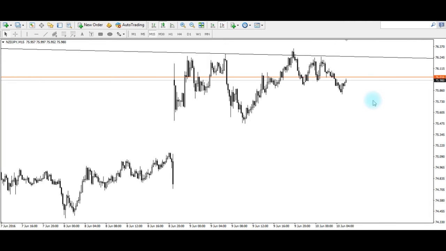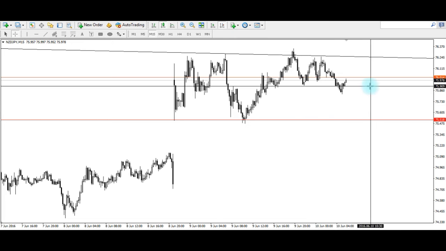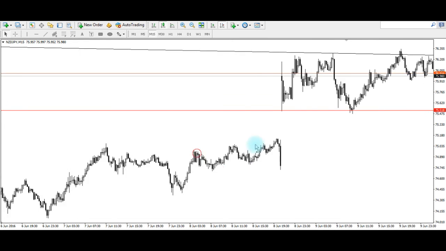I would say that the current price right now would be a pretty good price to go for a sell. If you want to wait for confirmation, that would be fine as well. The first level to take note of for this trade is right here at the support level of 75.51, which is our first take profit level.